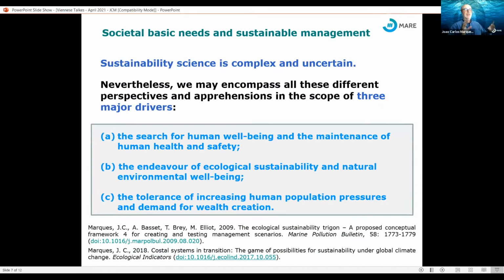When we look to this, we understand immediately that this approach and sustainability as a whole, sustainability science, is very complex and uncertain. You have been seeing this in all the previous presentations, from the more detailed approaches up to the more holistic ones like Felix or Simone. But there are three drivers that we always have acting on us. First, we look for our human well-being and to maintain our human health, our safety, our security. But we know that this is a short-term endeavor if we don't respect the endeavor of keeping ecological sustainability and environmental well-being. Because if the environment collapses, of course, our search for human well-being will be deeply affected and will probably collapse as well. But if we look to these two drivers, we cannot forget the third one.